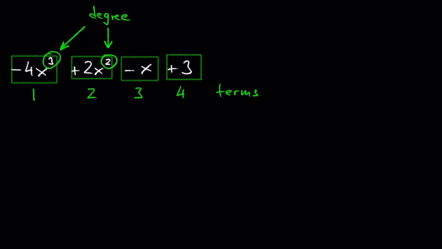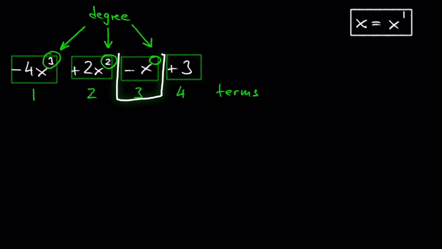What is the degree of the third term, negative x? Remember what we learned in my video about exponents. An x without an exponent is the same as an x raised to the power of 1. So the degree of the third term, negative x, is 1.